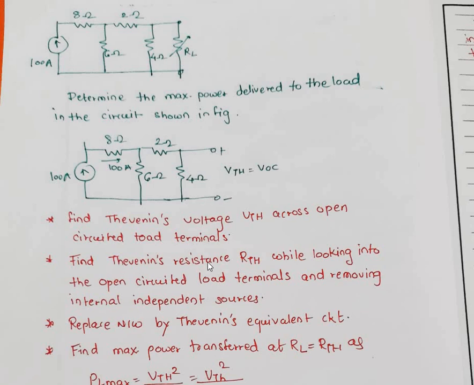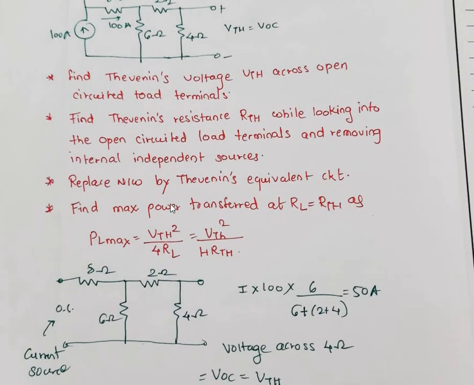We want to find Thevenin's resistance RTH while looking into the open circuited load terminals and removing internal independent sources. So from this side we are going to calculate the equivalent resistance RTH. Replace the network by Thevenin's equivalent circuit and then find maximum power transferred at RL equal to RTH. That is PL max is equal to VTH square divided by 4 RL, or VTH square divided by 4 RTH.